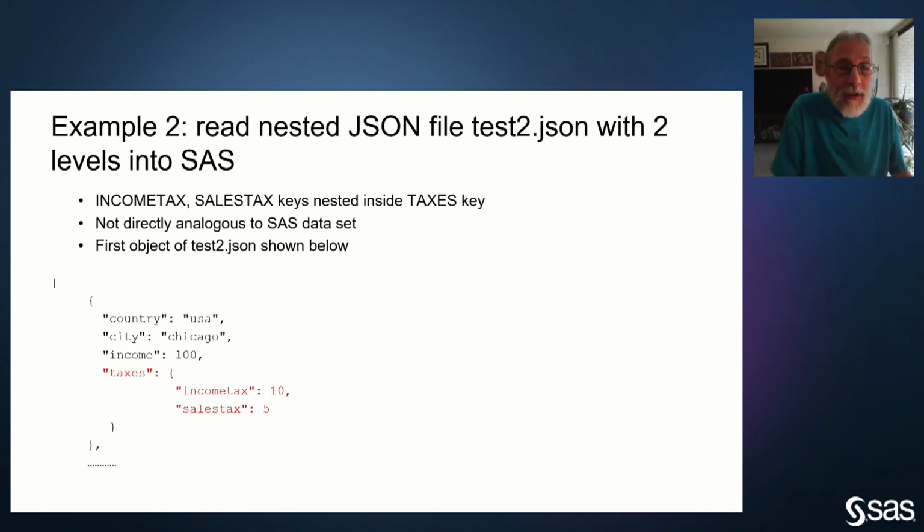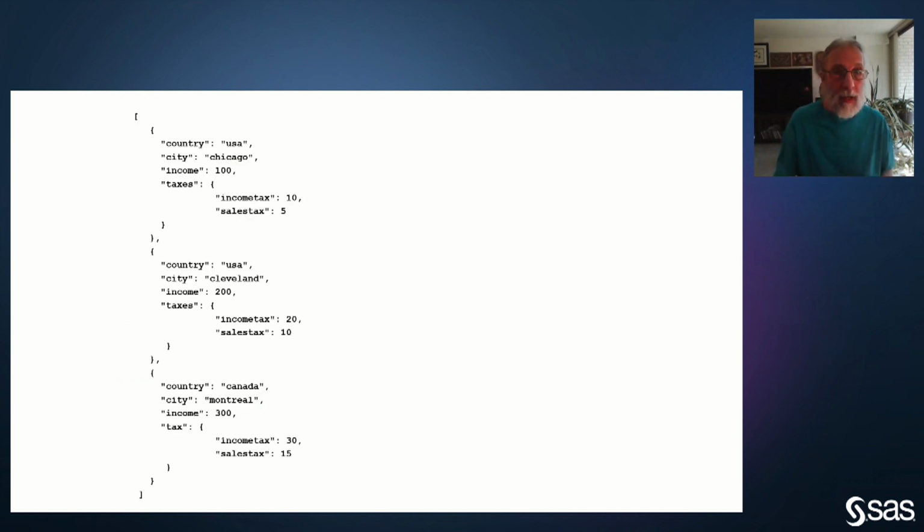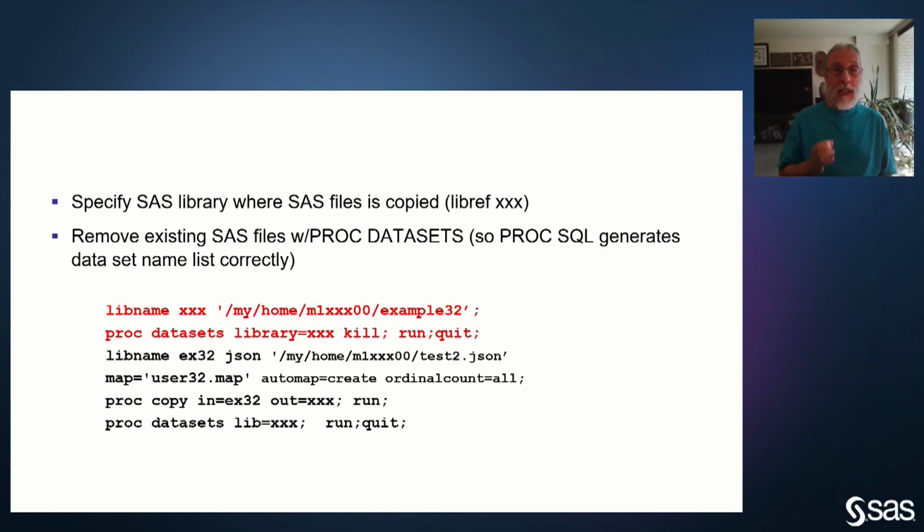Okay, so here is the first object of a nested JSON file. And you can see that income tax and sales tax are nested inside the taxes key. This gets a little trickier. Now, here is the entire JSON file just briefly, and you can see it's got three objects that have the same structure, with income tax and sales tax nested inside taxes. So how do we process this?